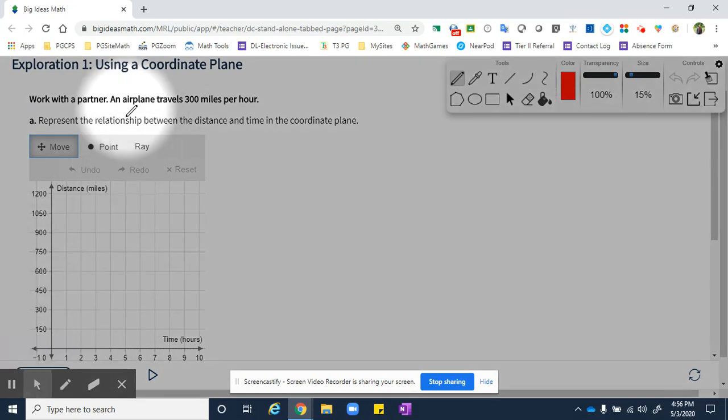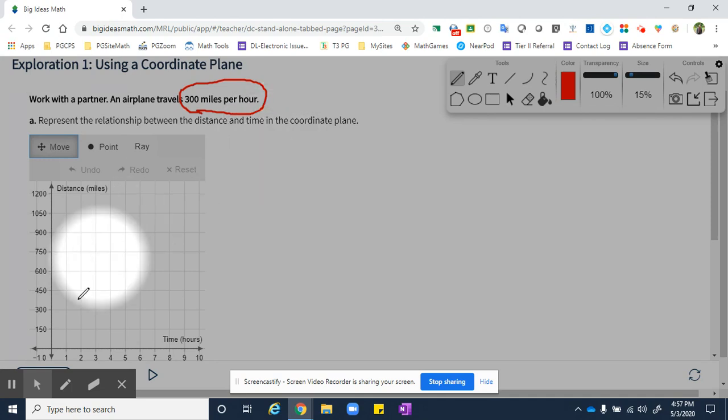It says an airplane travels 300 miles per hour. So our ratio would be 300 miles per hour. Now, what do we do with this information? And you're absolutely right. We need to generate equivalent ratios. But how do we do that? From our last topic, we use ratio tables.